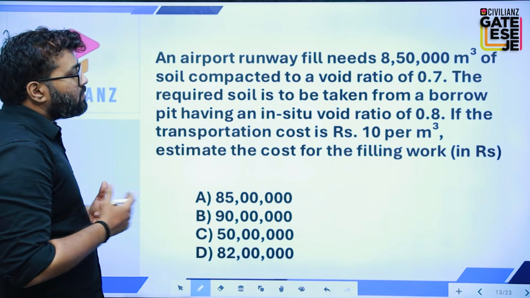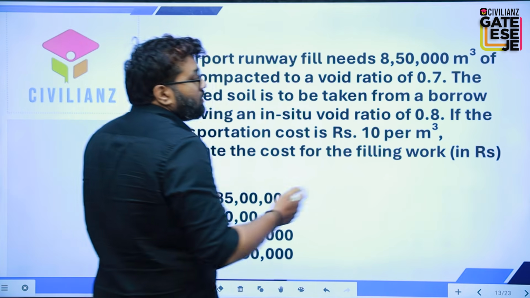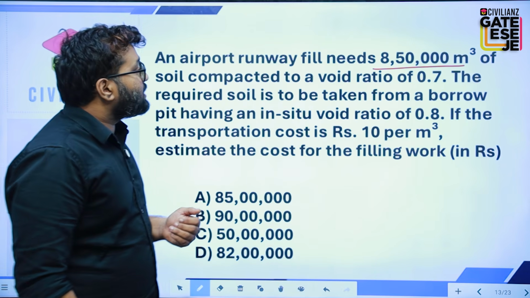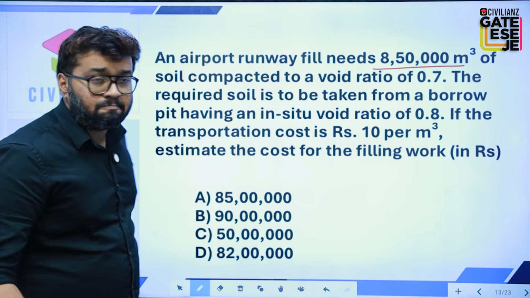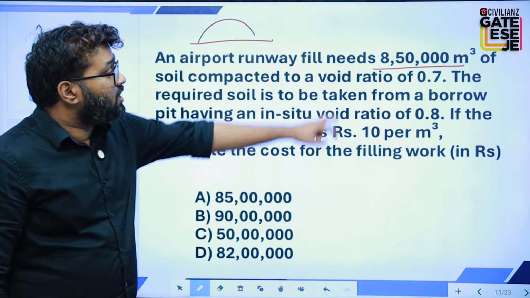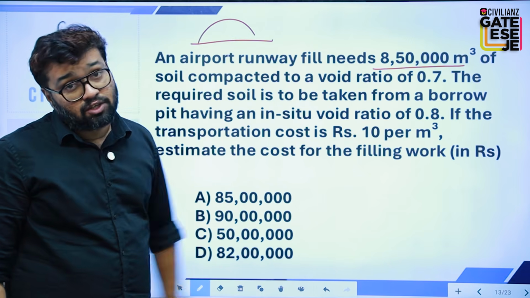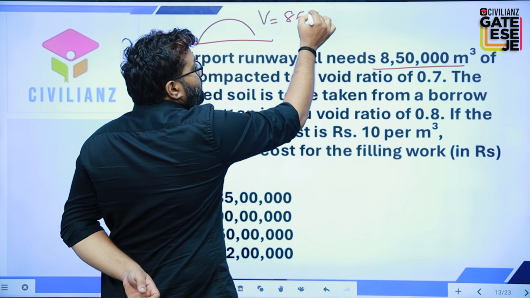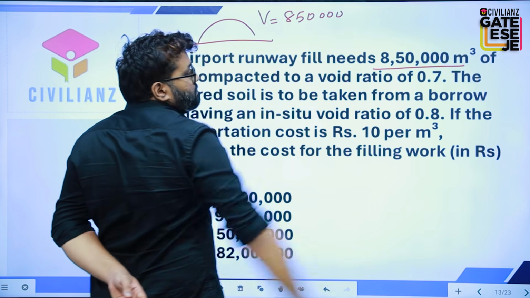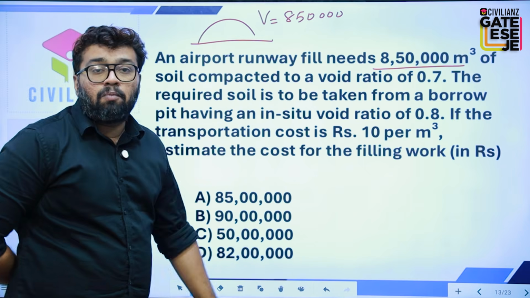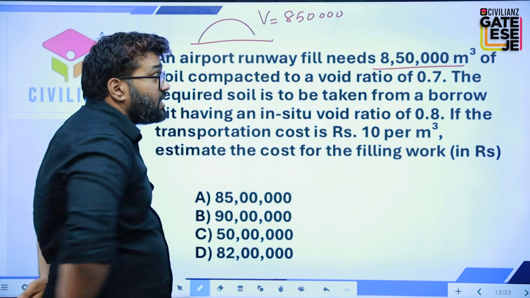Okay. An airport runway fill needs 8,50,000 meter cube of soil compacted to a void ratio of 0.7. So for a runway, we require 8,50,000 meter cube volume. So the volume of soil required is 8,50,000 of compact soil, compacted to a void ratio of 0.7.